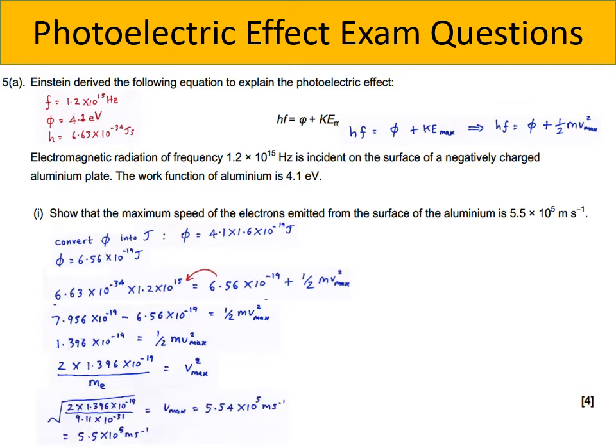Taking the square root, we will get v max. So v max is equal to 2 times 1.396 times 10 to the power minus 19 divided by the mass of the electron, which is 9.11 times 10 to the power minus 31, all square rooted, and that gives us 5.54 times 10 to the power 5 meters per second, which is indeed 5.5 times 10 to the power 5 meters per second.